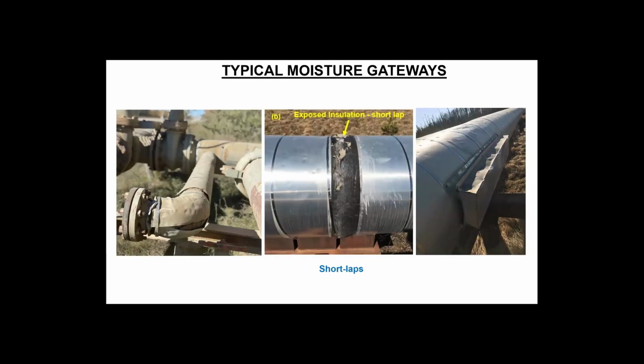So here are some examples of different types of moisture gateways. Starting from the left, we can see an elbow with beaten-up jacketing on a bend next to the flange. This could most likely be attributed to bad workmanship, someone not putting all the things in place in a proper fashion.